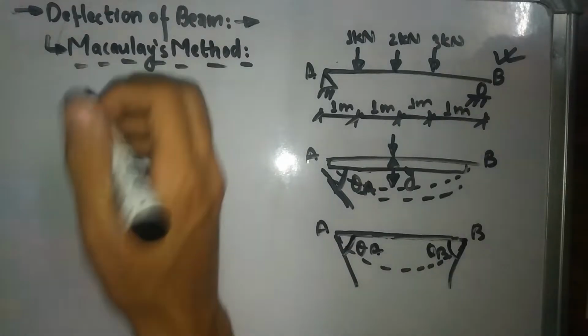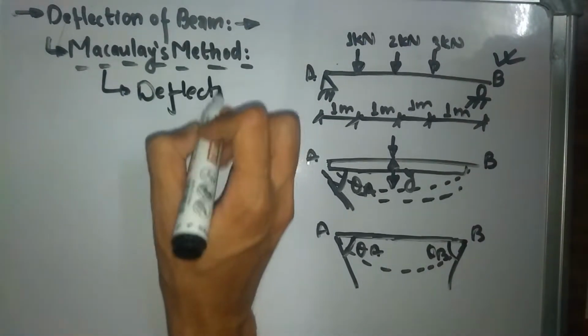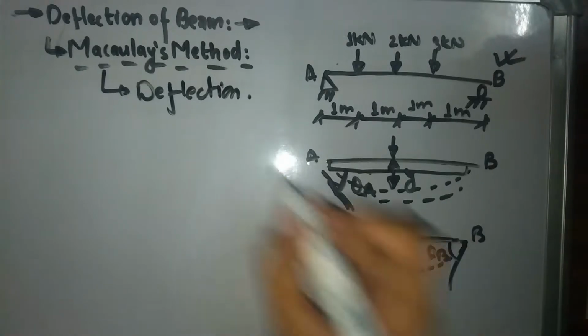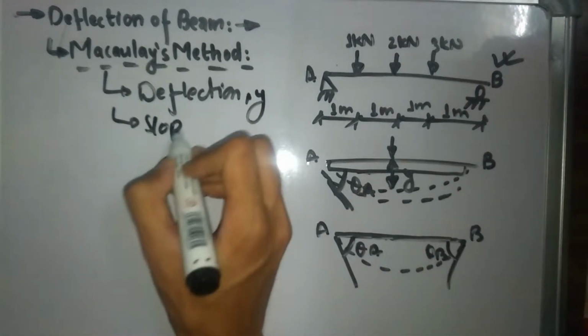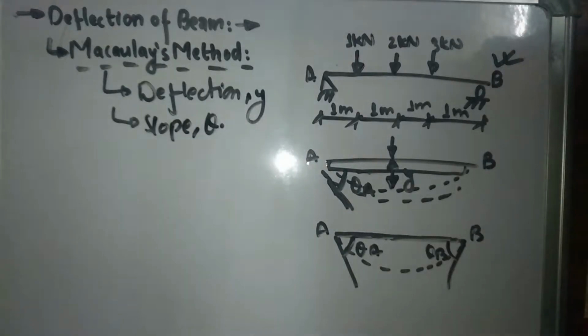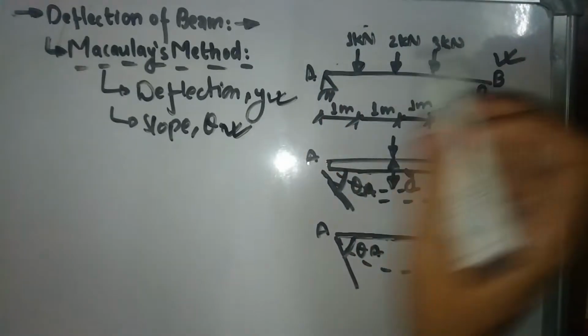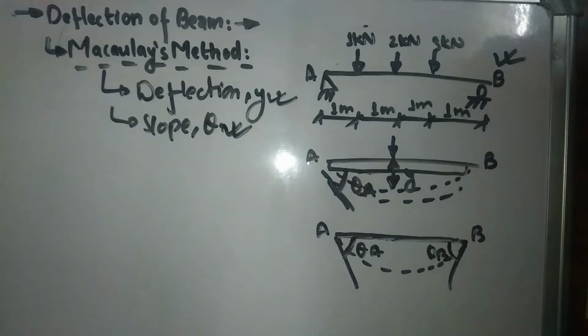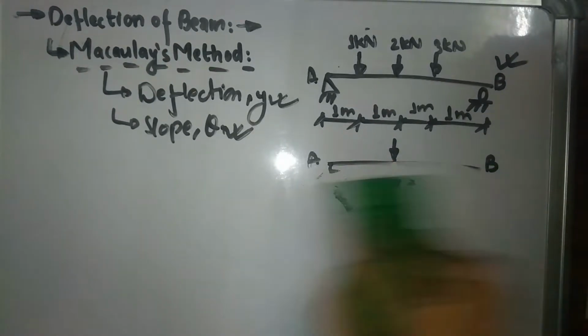So from our Macaulay method, we can calculate our deflection, which is y. And we can calculate our slope as well. Slope is going to be my theta. So we are going to calculate both the deflection y and slope theta of this beam by using Macaulay method. By the end of this video, we are going to be clear about what is Macaulay method and how it is applied with the help of this example.